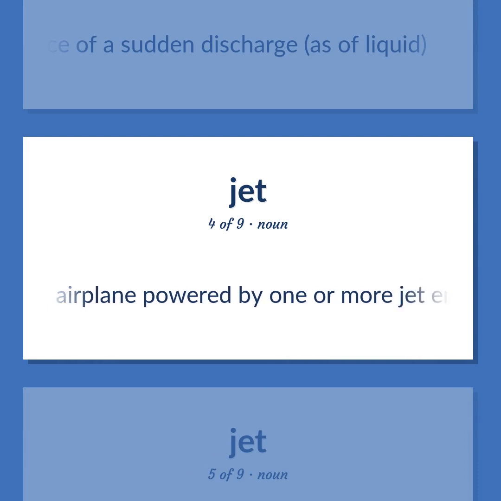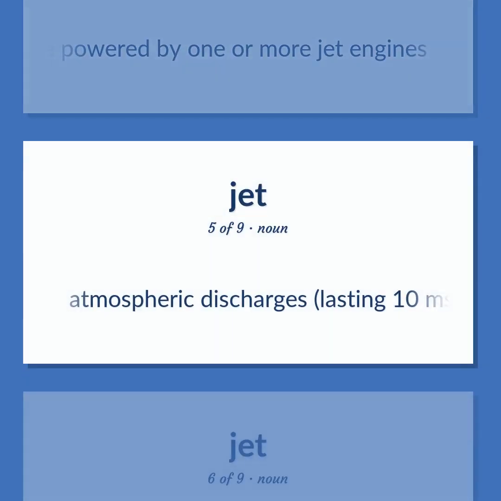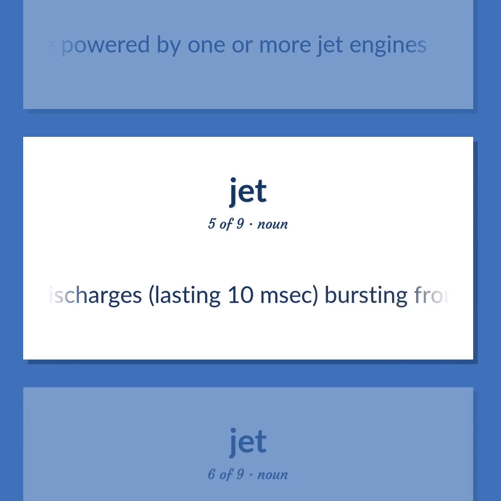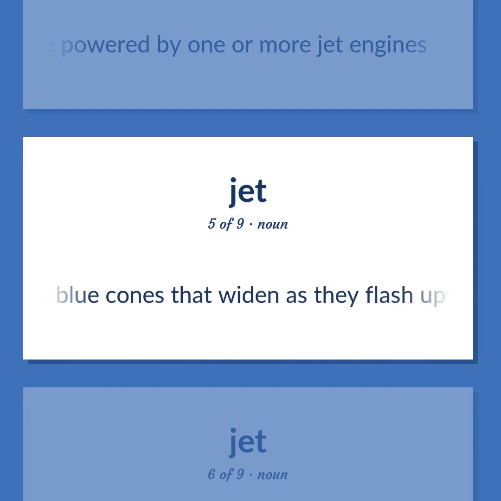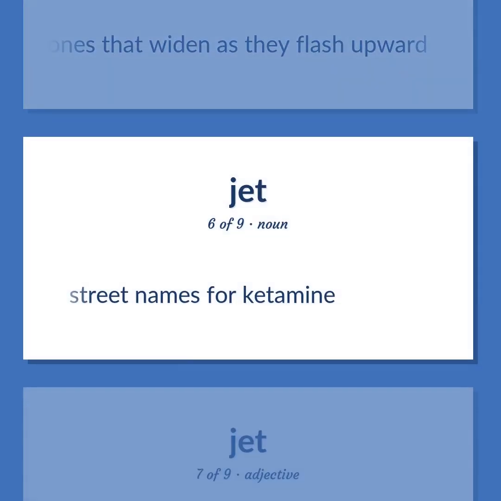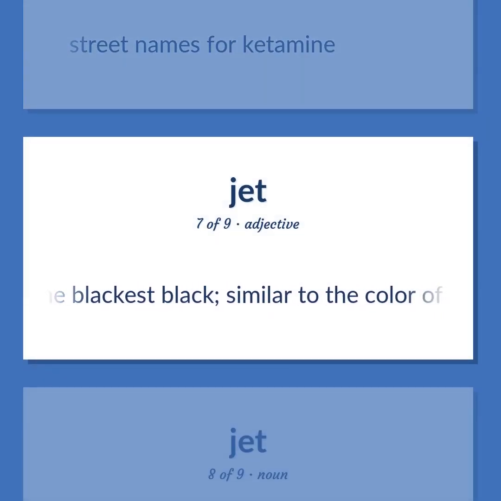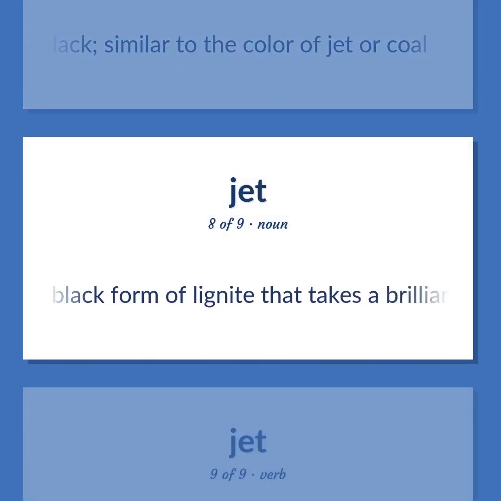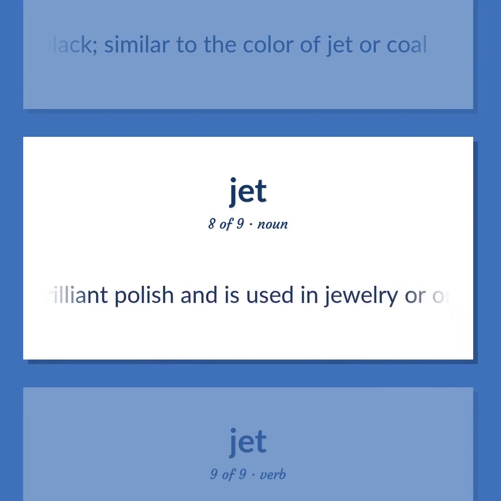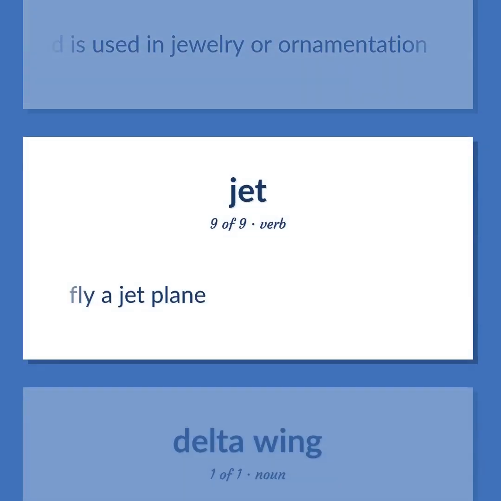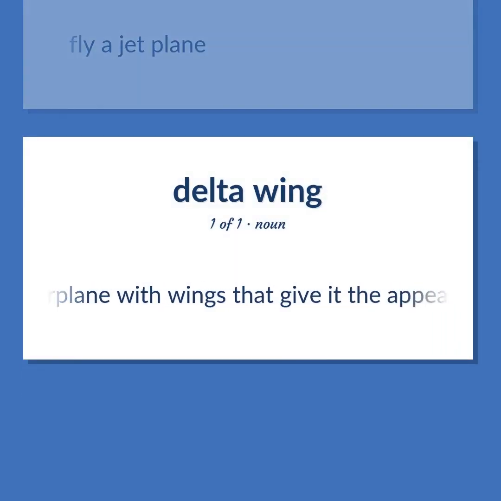An airplane powered by one or more jet engines. Atmospheric discharges, lasting 10 milliseconds, bursting from the tops of giant storm clouds in blue cones that widen as they flash upward. Street names for ketamine. Of the blackest black, similar to the color of jet or coal. A hard black form of lignite that takes a brilliant polish and is used in jewelry or ornamentation. Fly a jet plane. An airplane with wings that give it the appearance of an isosceles triangle.